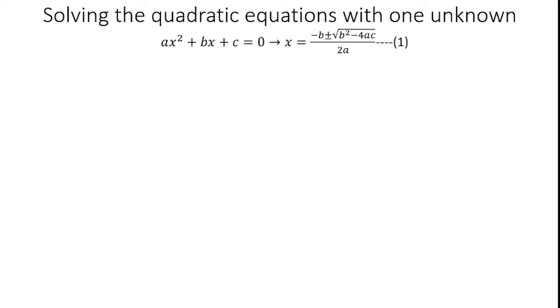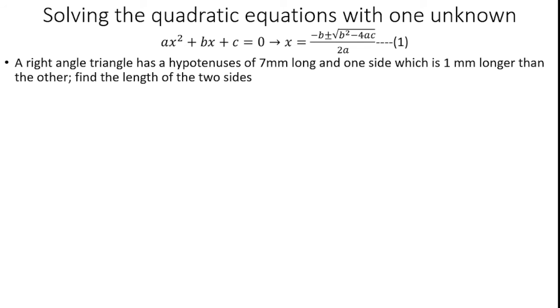For our future presentation, I utilized equation number 1. Here, how can we solve the quadratic equation? For your understanding, I use an example. The example is a right angle triangle that has a hypotenuse. The hypotenuse is connected to the adjacent side and the opposite side. Already you know about this.